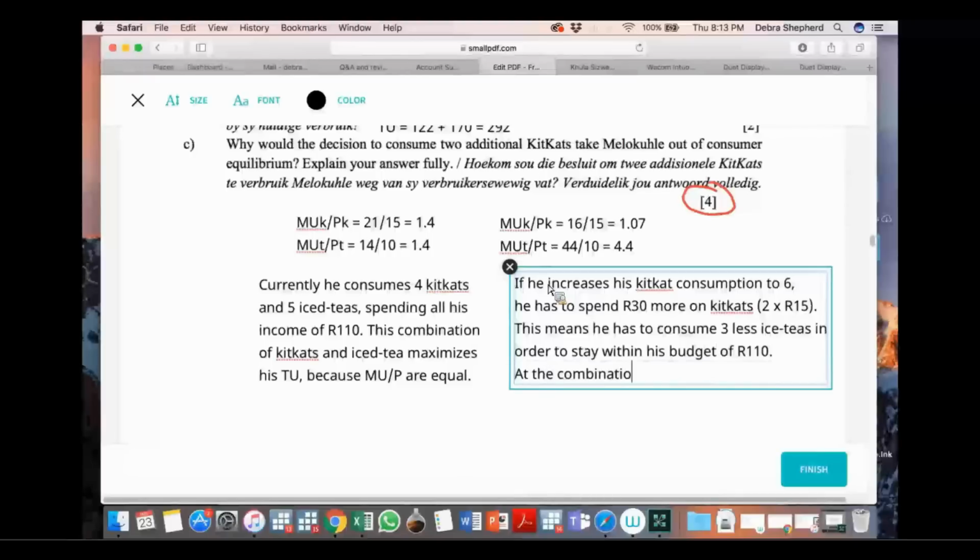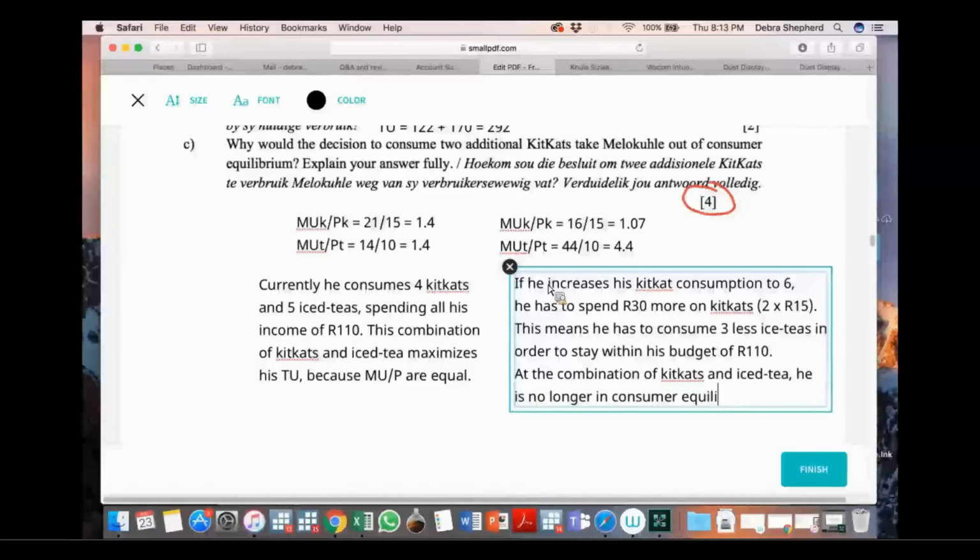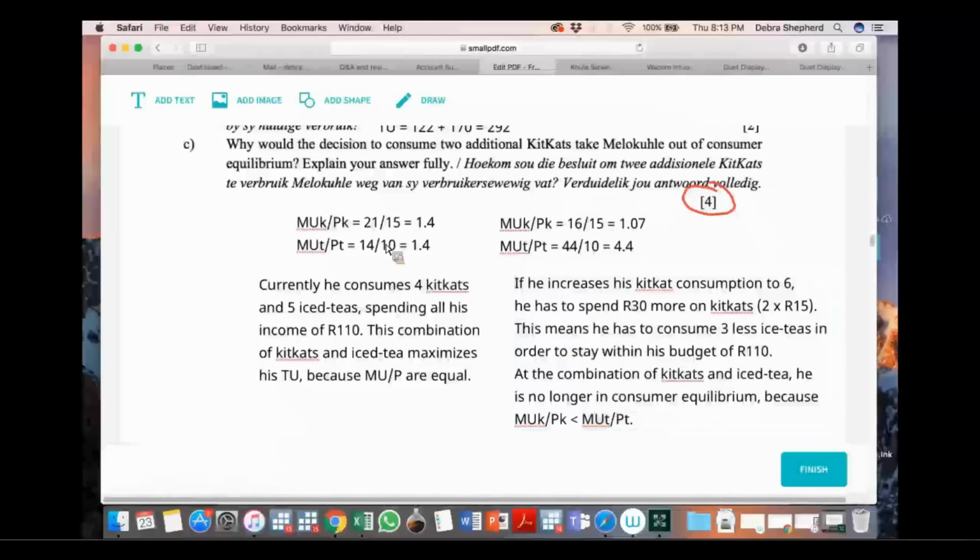At this combination of Kit Kats and iced tea, he is no longer in consumer equilibrium because the marginal utility of Kit Kats per Rand spent on Kit Kats is less than the marginal utility of iced tea per Rand spent on iced tea. So a combination of these calculations and this explanation would definitely guarantee you the full 4 marks for that question.